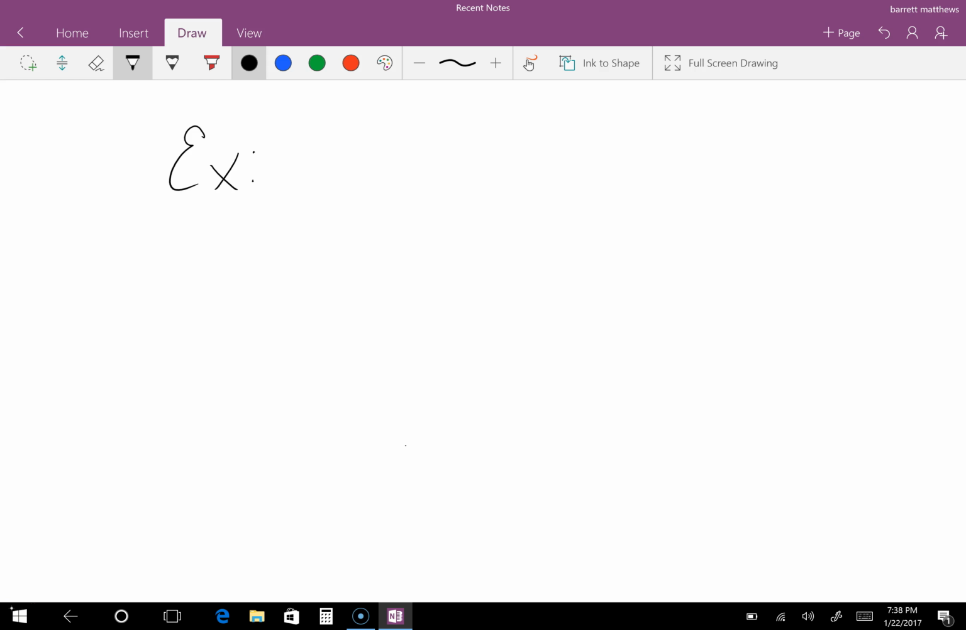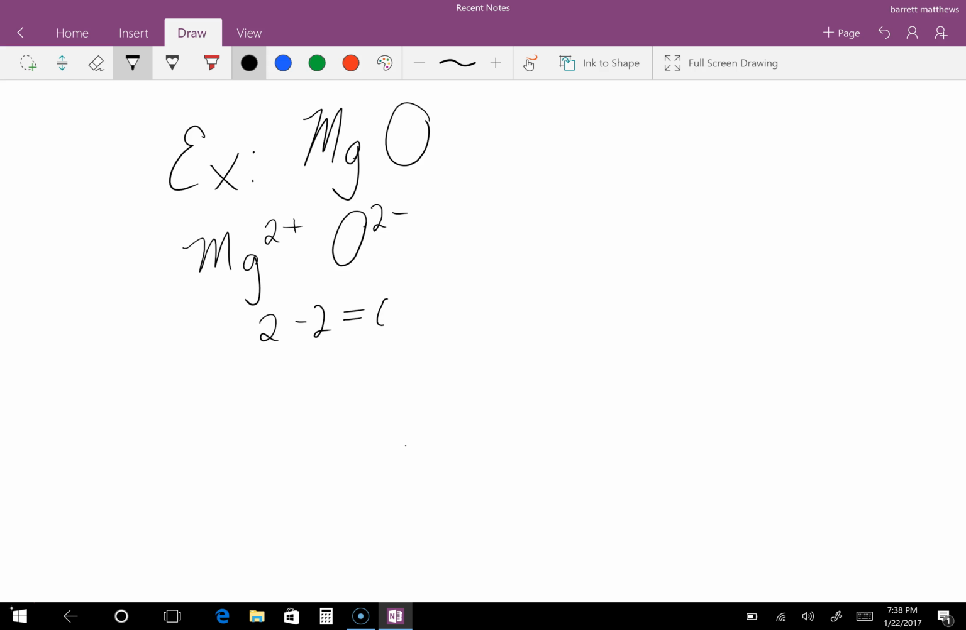Let's take a look at some examples. Let's say I have magnesium and oxygen, magnesium oxide. Why is it MgO? Well, magnesium has a +2, oxygen has a -2. 2 minus 2 is 0. Therefore, the formula for magnesium oxide is MgO.